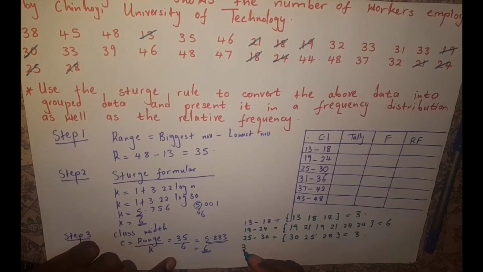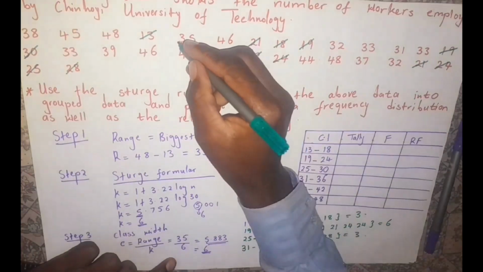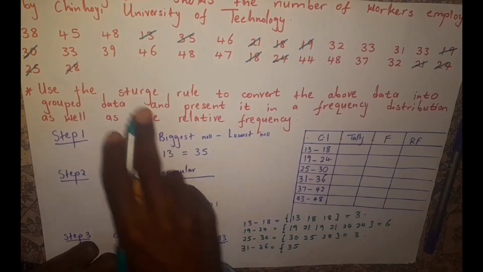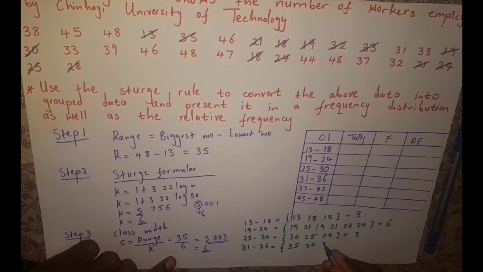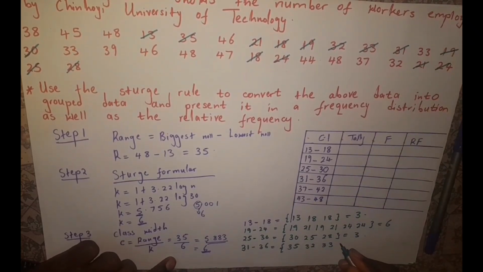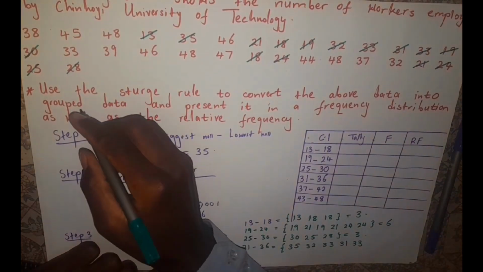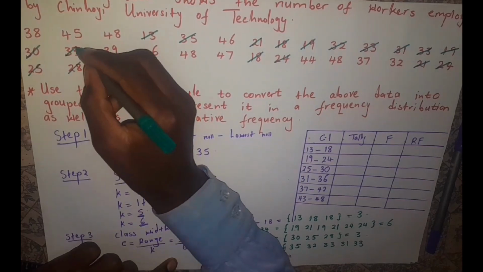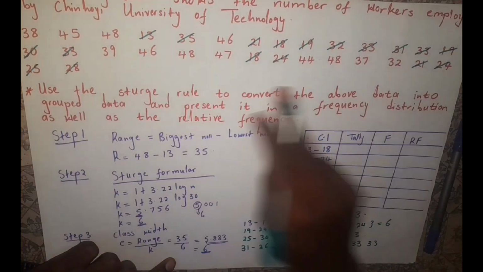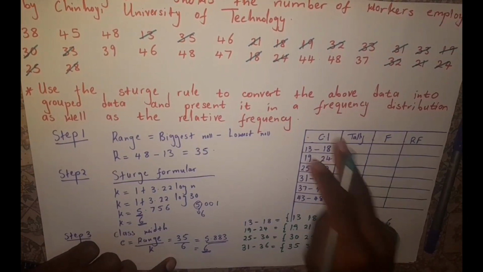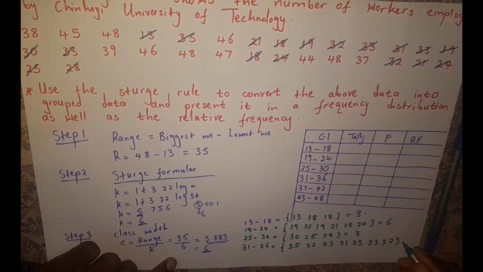Then between 31 and 36, which numbers are we having? We're having 35, 32, 33, 31, 33, 33, and then 32. So that's all. And then that's 1, 2, 3, 4, 5, 6, 7. So we're having 7 here.